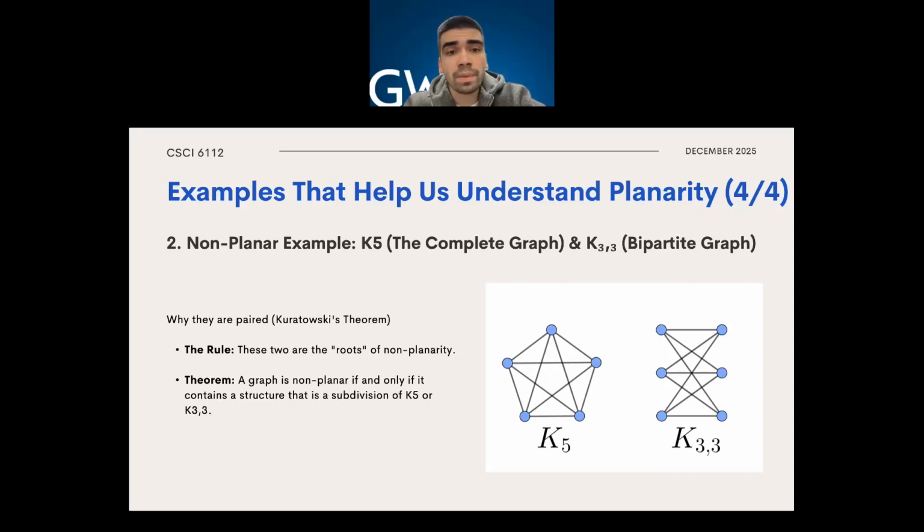So why pair K5 and K3,3? Kuratowski's theorem gives us the answer. A graph is non-planar if and only if it contains a subdivision of K5 or K3,3. So these are not just examples, they're fundamental abstractions to planarity, and finding them proves non-planarity conclusively.